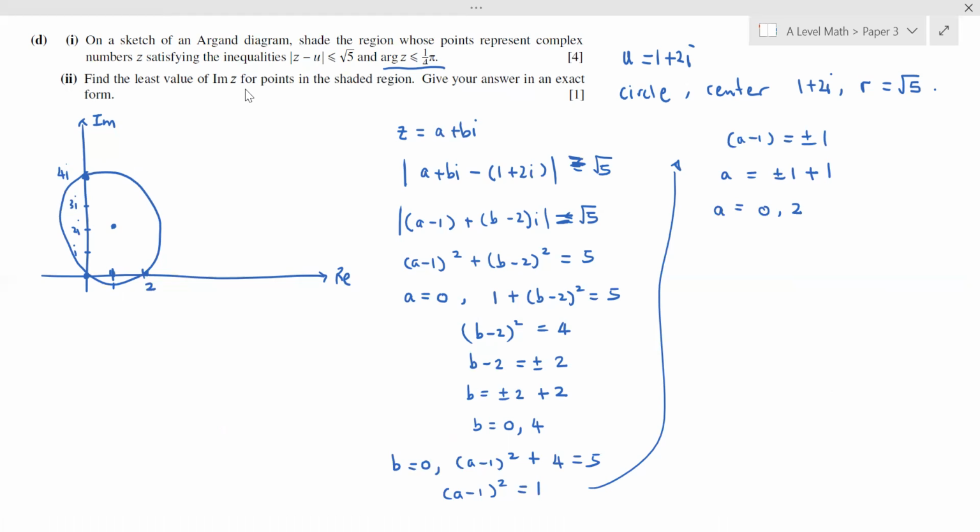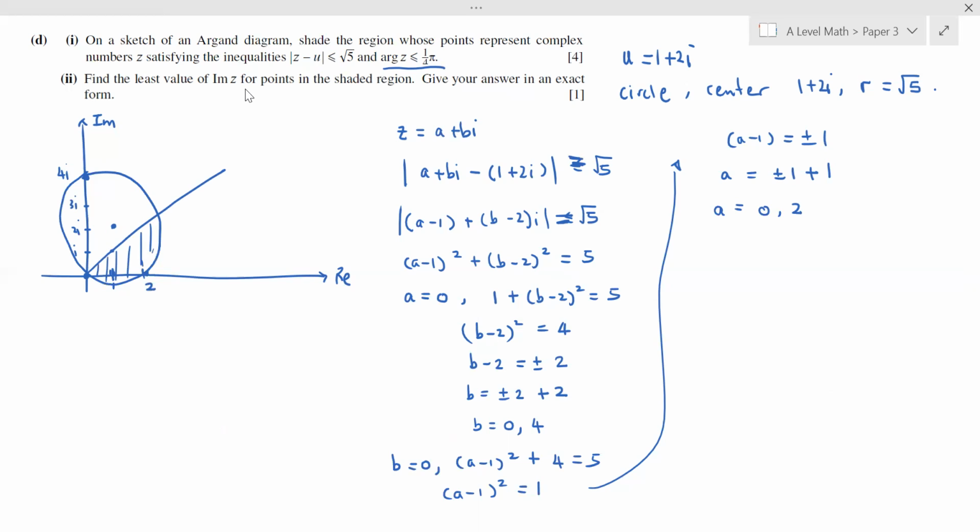Now this circle has a radius of square root of 5. And then the argument of z, so that angle between z and the real axis, must be less than or equal to pi over 4. This is 1, 1 here. If you draw a line passing through this point 1, 1, you have an argument of pi over 4. The argument must be less than or equal to pi over 4. Then that will give you the region that you need to sketch.